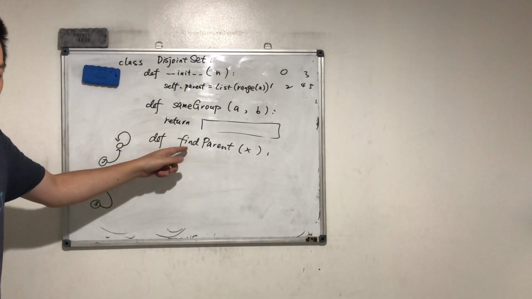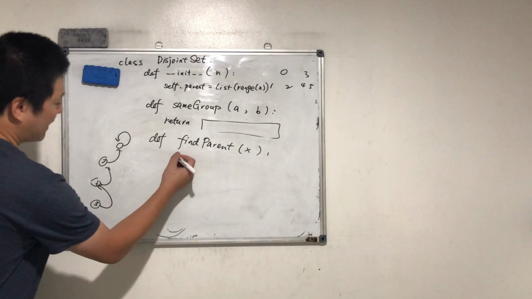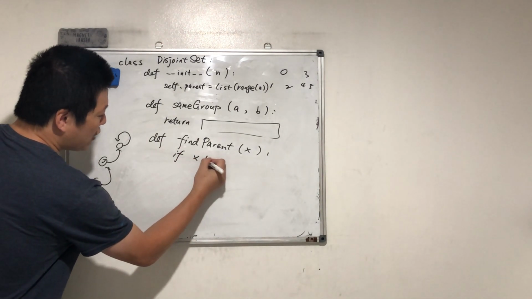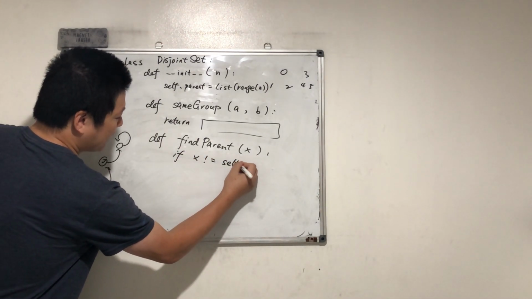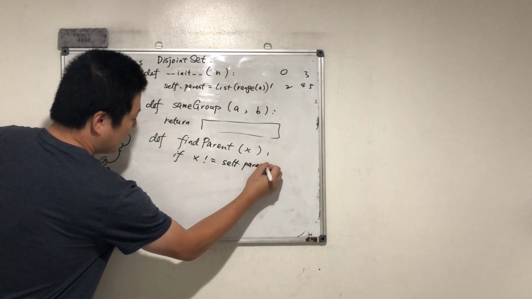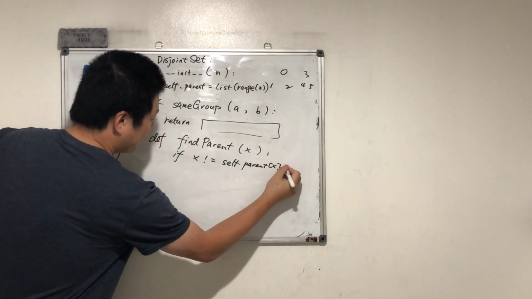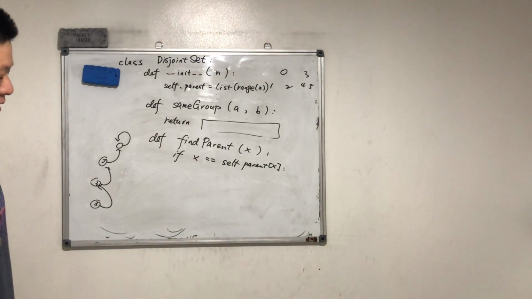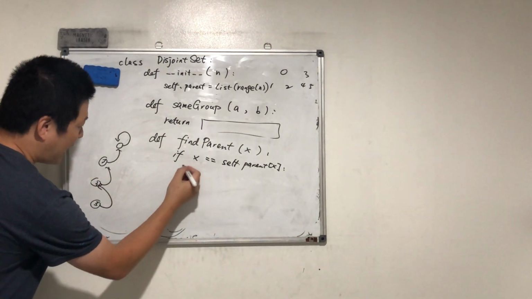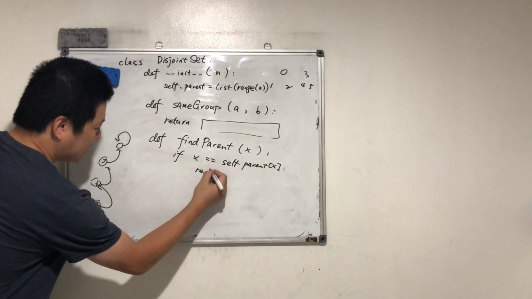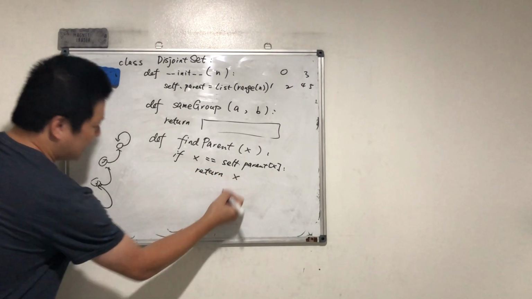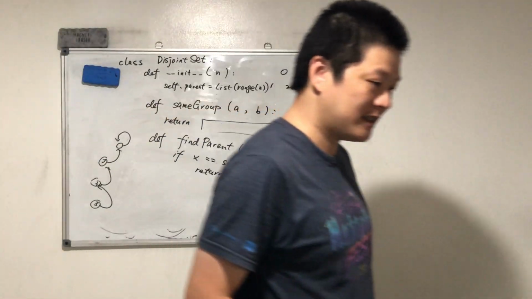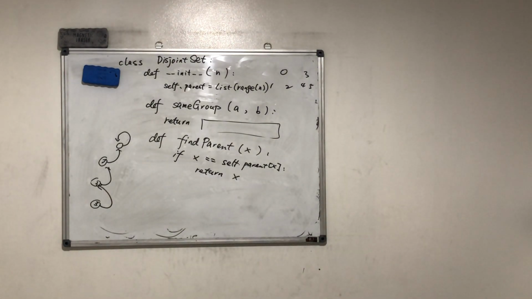So I need to find out the parent of x. So how can I say? If x not equals save the parent x. Okay, save the parent x. If x equals save the parent x, what does it mean? If at the beginning, look, x equals save parent x, then this is the group, this is the parent of it, right? Does it make sense, Eric? Yeah, does it make sense?